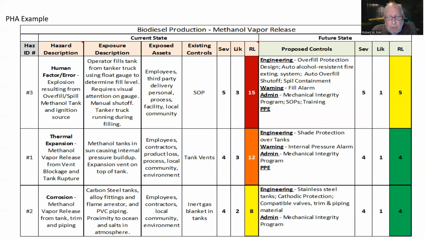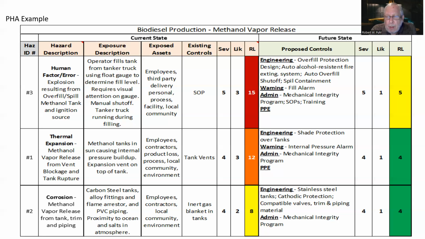Existing controls: SOP, which is standard operating procedures. Severity level is 5. That's pretty high. And likelihood is 3. So the risk level, RL, is 15. Proposed controls: engineering, overfill protection design, auto alcohol-resistant fire extinguisher system, auto overfill shutoff, spill containment. Warning. Remember, some of these people call warning one of the hazard controls, but we would call it an administrative control. But anyhow, fill alarm, mechanical integrity program.